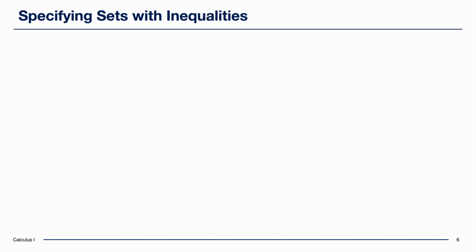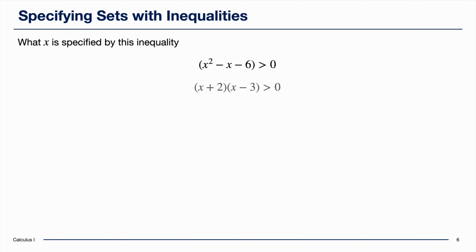Now let's talk about specifying sets with inequalities. So for example, take x squared minus x minus 6 is greater than 0. What x is specified by this inequality? Well, we can factor this into x plus 2 times x minus 3 is greater than 0. We can then find the zeros of this inequality. That is, what values of x will make the left side of this inequality equal to 0? Well, here we have x is equal to negative 2 and x is equal to 3 will make the left side of this inequality equal to 0.